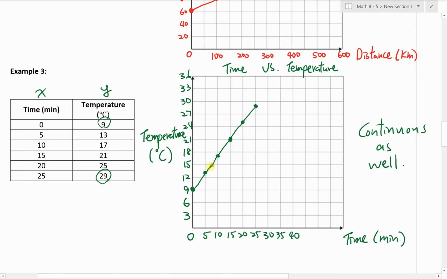So anytime you have a table of values or some sort of equation, which we'll be seeing next lesson, and when you plot them, it gives you a linear kind of shape, this is what we call a linear relation. Okay, linear relation. So the 3 equations or 3 graphs that we did today were all linear relations because you can see it's a straight line.